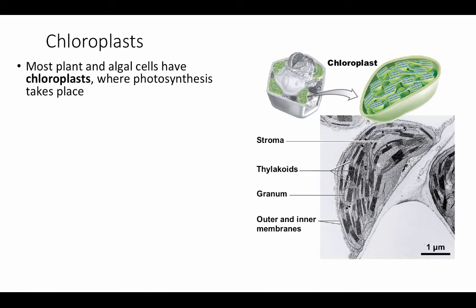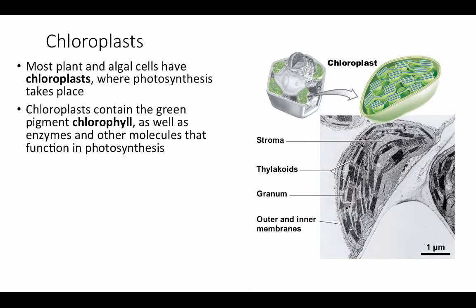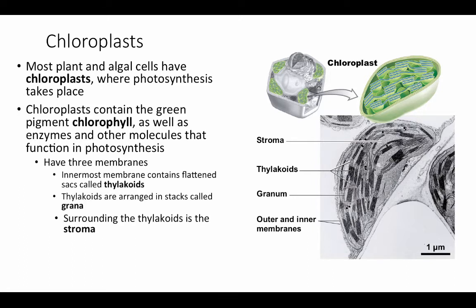Now let's take a look at chloroplasts. Again, we're going to go into detail on photosynthesis. We're just going to take a quick look at the structure of chloroplasts here. So most plant and algal cells have chloroplasts, and this is where photosynthesis takes place. Chloroplasts contain the green pigment chlorophyll. This is what makes green plants and green algae green, as well as enzymes and other molecules that function in photosynthesis. The chloroplasts have three membranes.